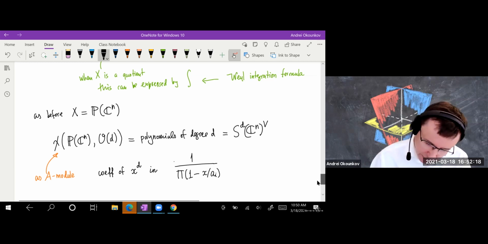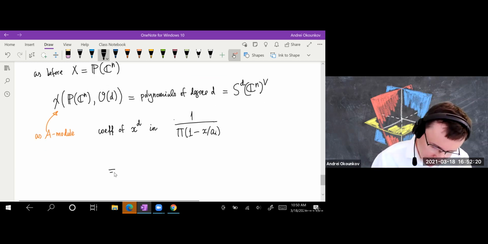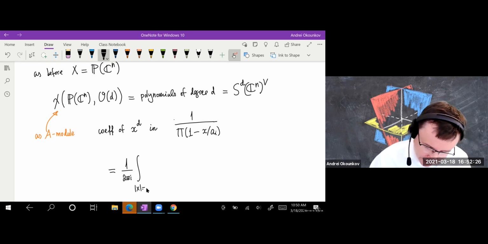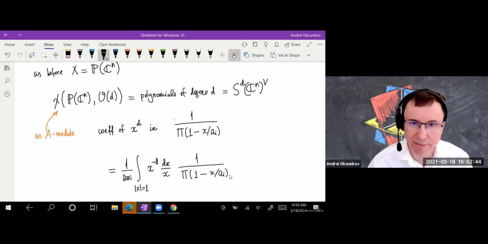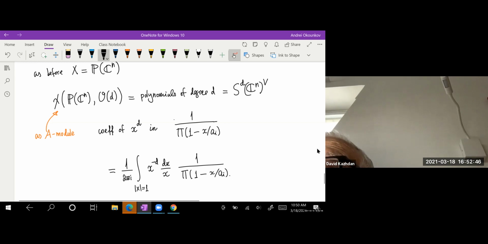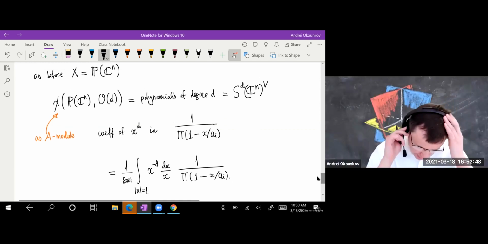And I can write it, of course, as an integral: 1 over 2 pi i, integral around X equals 1, X to the minus D dX over X. This thing. Everybody agrees with that? Yeah.